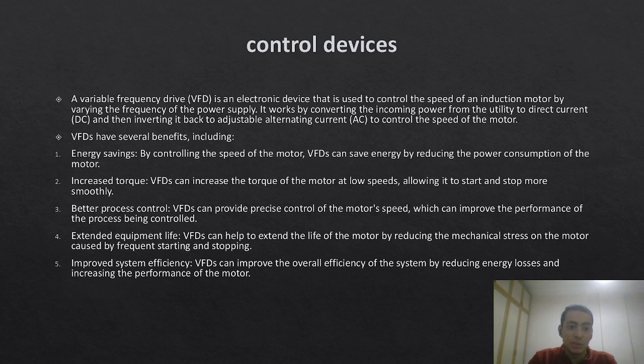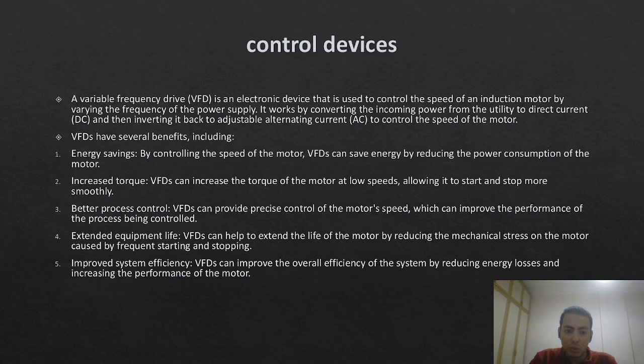Energy saving by controlling the speed of the motor. A VFD can save energy by reducing the power consumption of the motor. Increased torque. VFDs can increase the torque of the motor at low speeds, allowing it to start and stop more smoothly. And we use low speed in applications that require high torque and low speed.